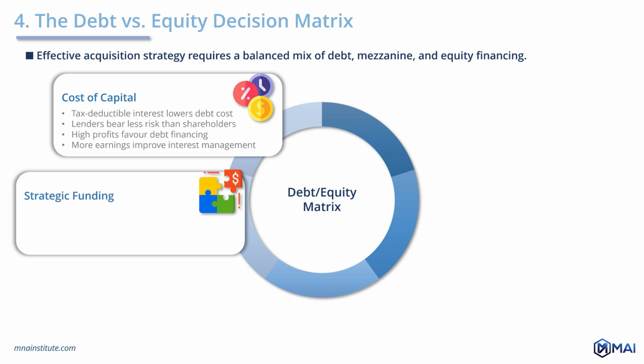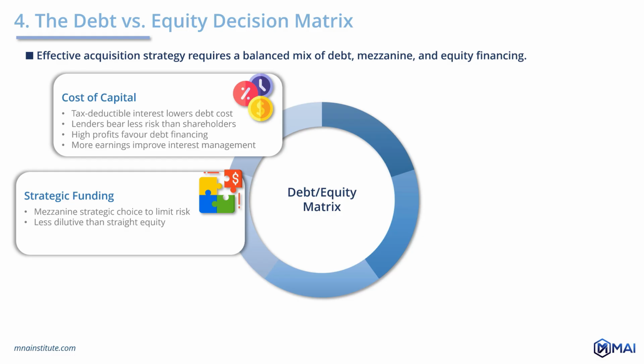2. Strategic funding choices. Mezzanine financing. Mezzanine financing can be a strategic choice when pure debt increases risk excessively, yet traditional equity financing would dilute existing shareholders too much. This often includes options or warrants, which can be less dilutive than straight equity.